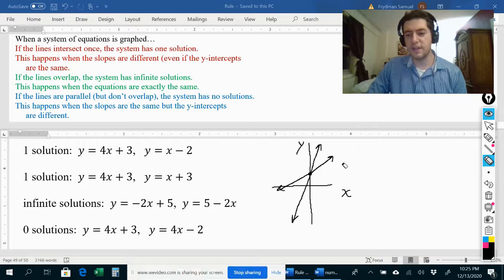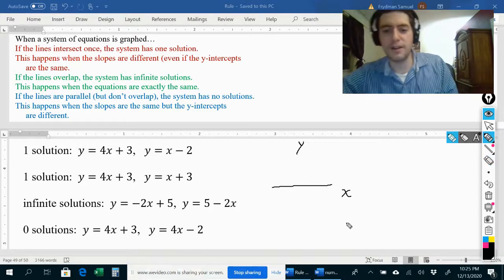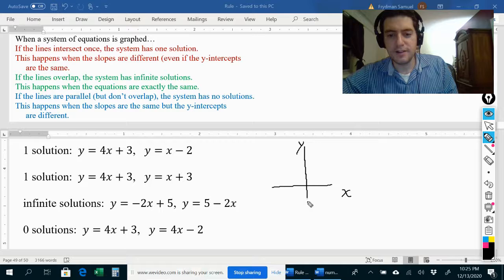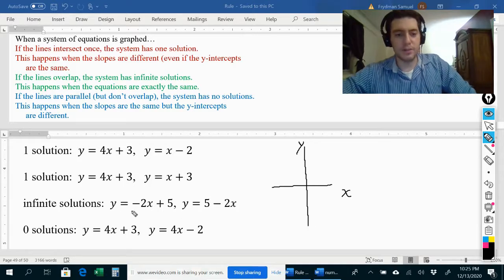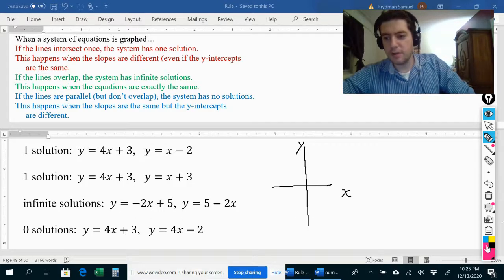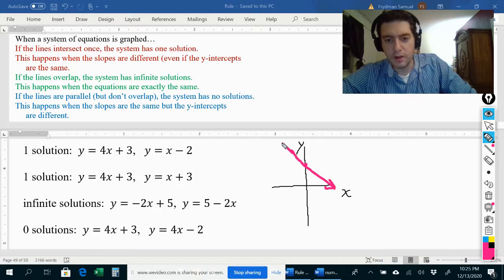This one will have an infinite number of solutions. Let me draw them in different colors. Here the constant term is 5. Let's say that's over here. And the slope is negative 2. All right, so let's say that looks something like this. Okay, so that's that line.